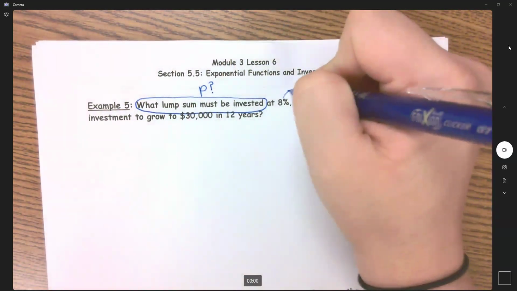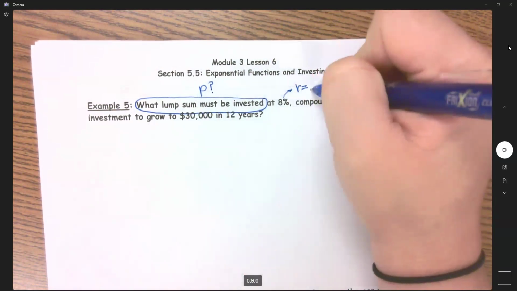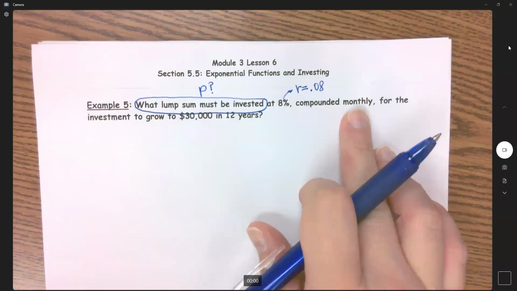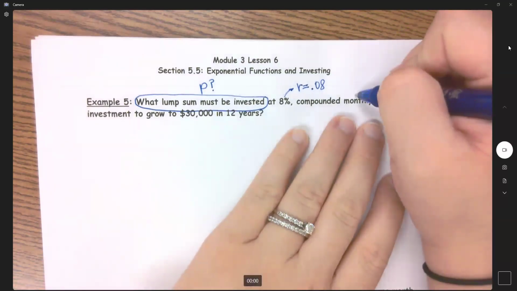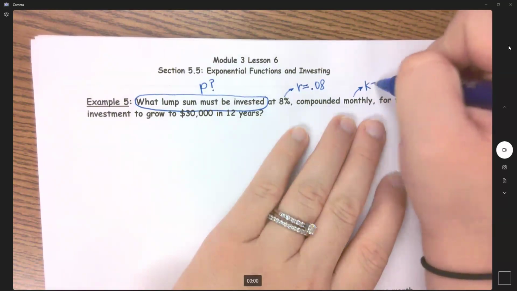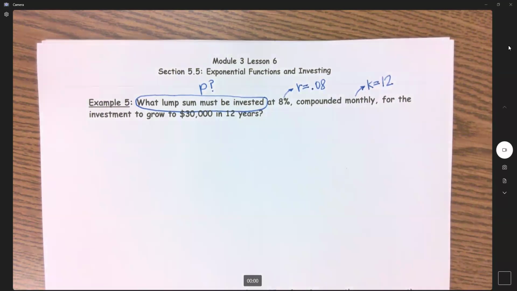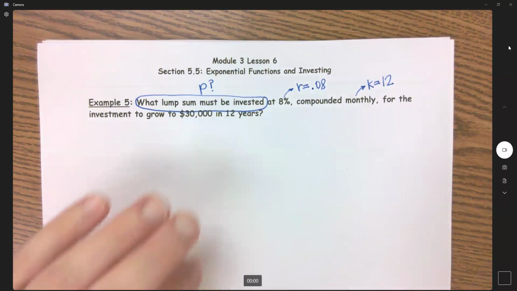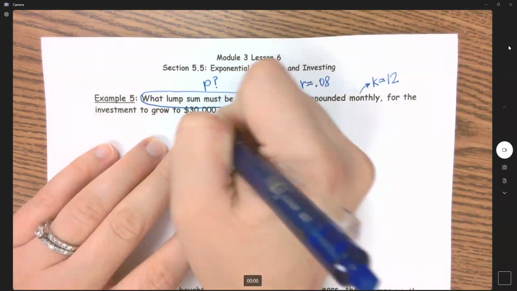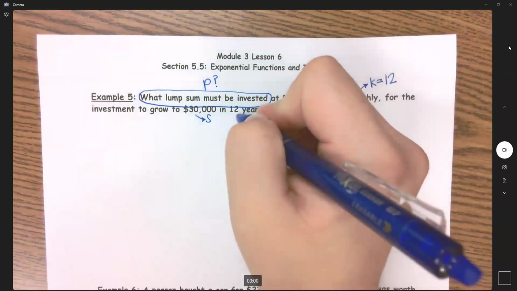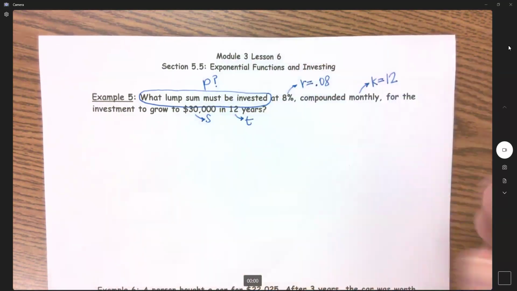We have 8% interest, which means my R is 0.08 and it's compounded monthly, so not continuously. So that means we have a K. And K, if it happens monthly, that means it's happening 12 times a year. And we need the investment to grow to 30,000. There's my S. And in 12 years, there's my time.